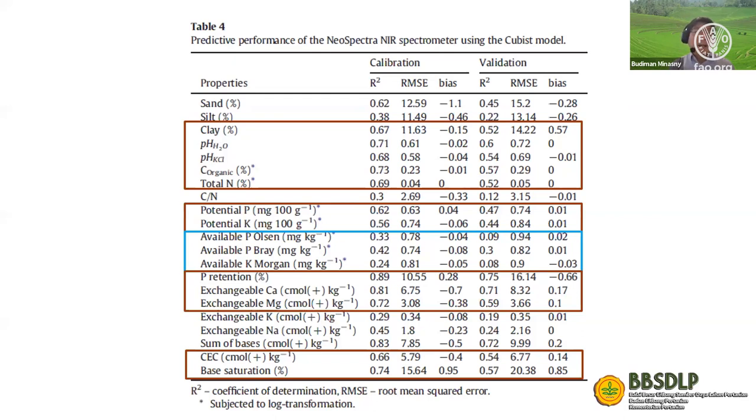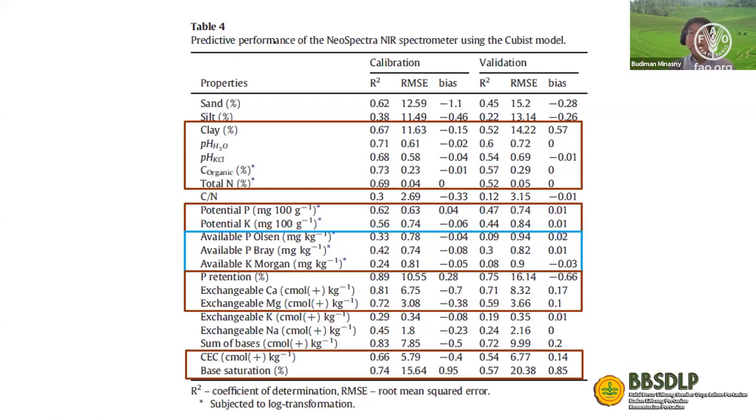In other words, they are total potassium or total phosphorus. And also how much phosphorus can be retained, absorbed by the soil, P retention, exchangeable calcium, exchangeable magnesium, CEC, and base saturation. But the ones that cannot be estimated accurately are available P or available K, available phosphorus or available potassium.